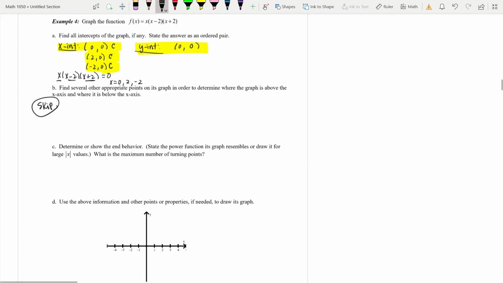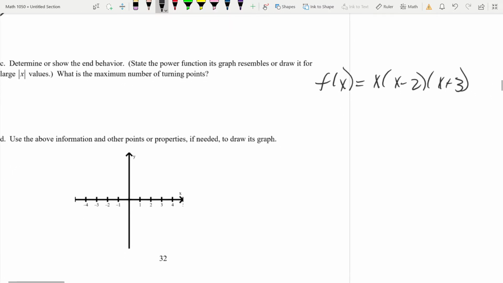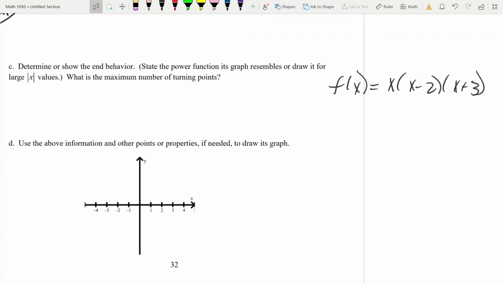Question C, tell me the end behavior. Okay, look at the equation. So you have f of x equals x times x minus 2 times x plus 2. So this is going to be an x to the what if I multiplied it all out? Third. I want everybody to write f of x equals x to the third. The reason I want you to do that is this. It says state the power function. This is the power function. Maybe draw an arrow right there. If you don't write f of x equals x to the third, you're going to lose points because you didn't list the power function.